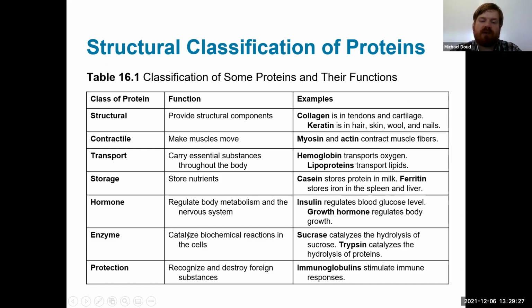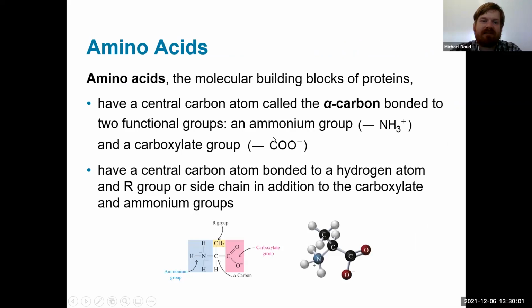Next up, we have enzymes, which is a really broad class, because they catalyze virtually every biochemical reaction that occurs in cells and in your body. Just a couple examples here. Sucrase is exactly what it sounds like. It cuts apart sucrose into its two monomers, and trypsin is the one that catalyzes the breakdown of proteins. Then finally, we also have the protection proteins, which include things like immunoglobulins, to stimulate immune responses.